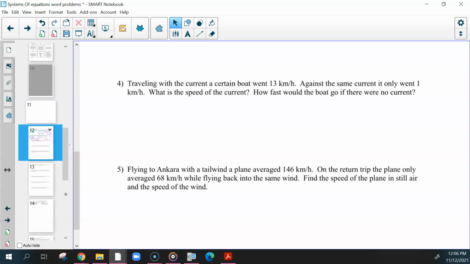With the current would be adding, against would be subtracting. You might see something like a tailwind, that's like the wind is pushing the tail of the plane, so adding. And then the return trip, flying back into the same wind, so against. If you're not sure, you can ask, but one should be adding and one should be subtracting each time. Right? You guys have this time to work. Let us know if you have any questions.